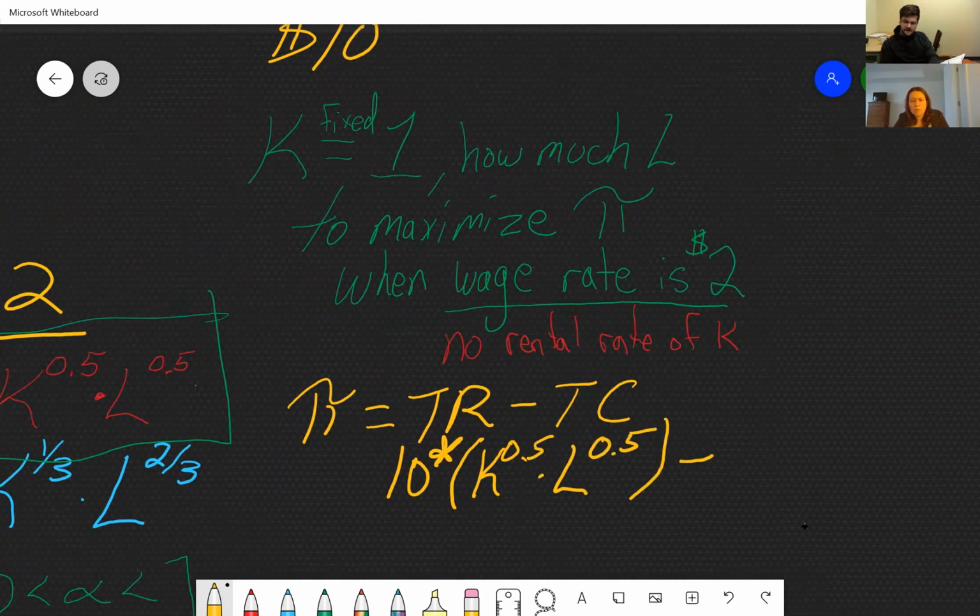and then what are my costs? Well, my wage rate is $2. And so we're just going to have this equal to 2. So it's going to be minus $2 for every quantity of labor, right? So we're assuming that this is, you know, labor hours.